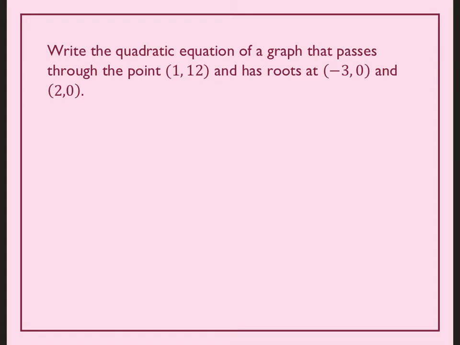Write the quadratic equation of a graph that passes through the point. So the point is not a special point, so we're going to call that x and y. And it has roots at negative 3, 0, and 2, 0. Roots are my p and my q. Therefore, I have to use intercept form. Now remember that when I use these forms, I do not have the a value. So my goal is to solve for a before I actually write the equation.